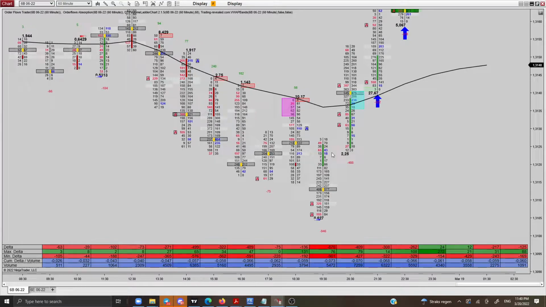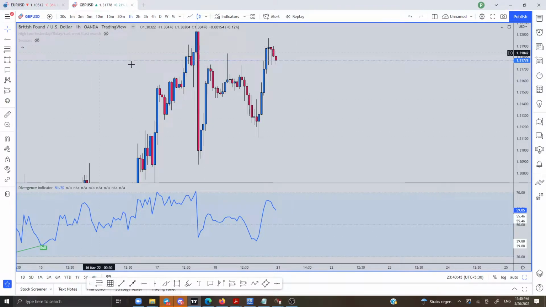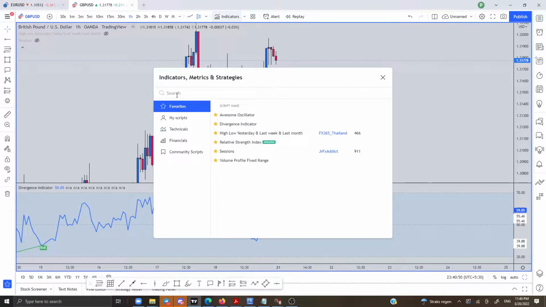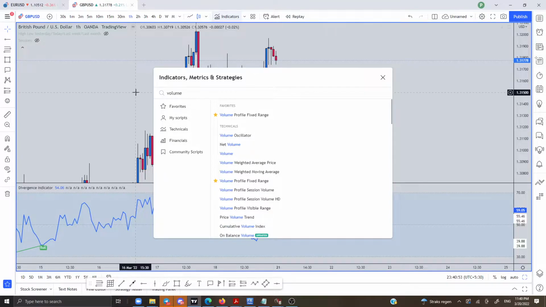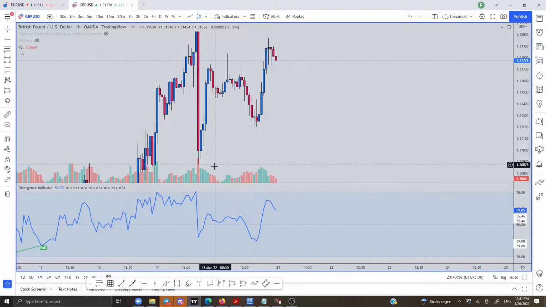These volumes are not at the time level, okay? Because if you open TradingView and open the volume indicator, you'll see that some volumes are coming here. Let me show you. If I open the normal volume indicator, which also comes here, you see these volumes? These volumes are coming with respect to time, not with respect to price. So this volume indicator is actually useless for me.